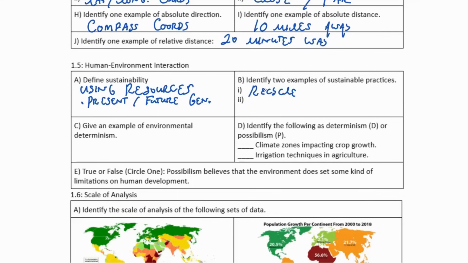Another sustainable way is to not pollute water, not pollute the air, not pollute the environments. I'm just gonna say not pollute water. These are just examples of sustainable practices. There's a lot of them. These are just two of them.